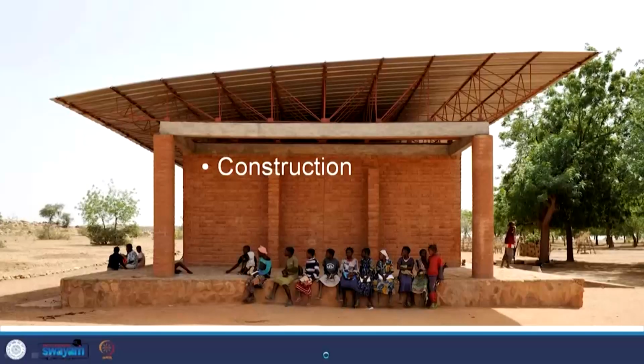The parents of these children came together to make these bricks. The stone is locally available. The climatic condition is very, very harsh. And this school was constructed for a very underprivileged community which was living around. So, the construction materials which are used are very low on embodied energy.